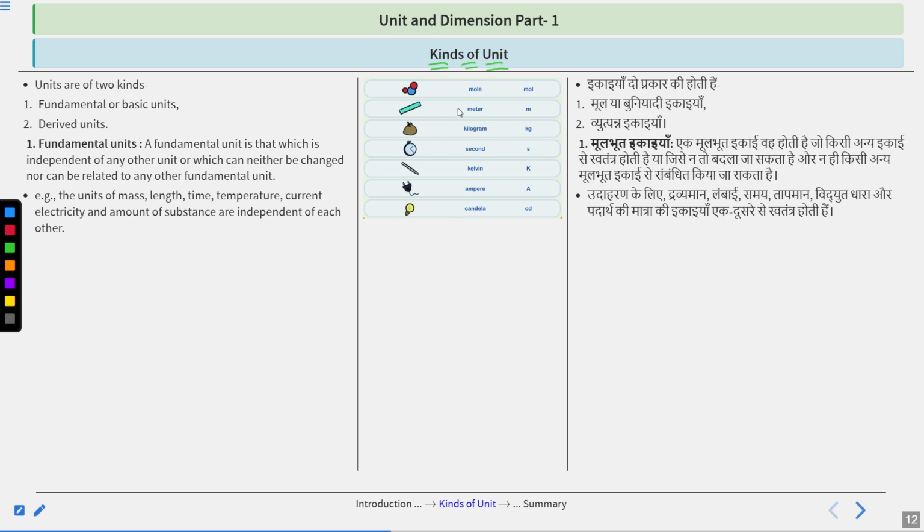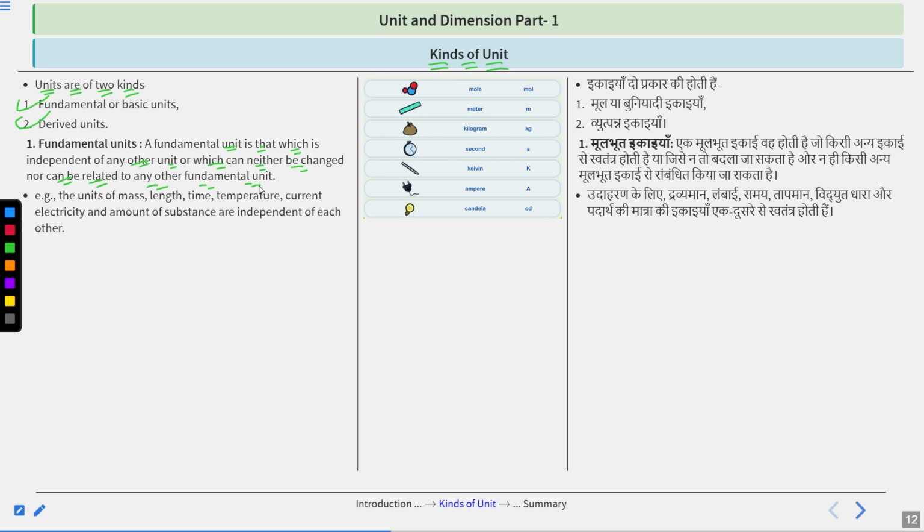Now, what are the kinds of units? Because now we have taken the introduction to unit, it's time to take the kinds of units. So the units are of two kinds: fundamental or basic units, and derived units. Okay. Now the first one is the fundamental units or basic units. These we could also say are the actual units. A fundamental unit is that which is independent of any other unit, which could neither be changed nor be related to any other fundamental unit.